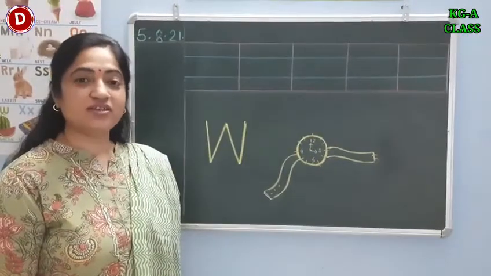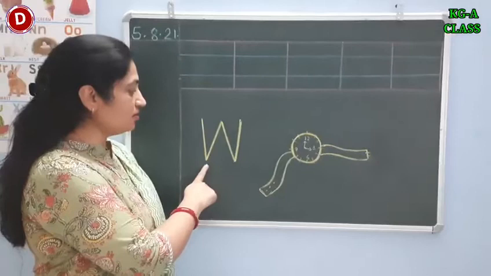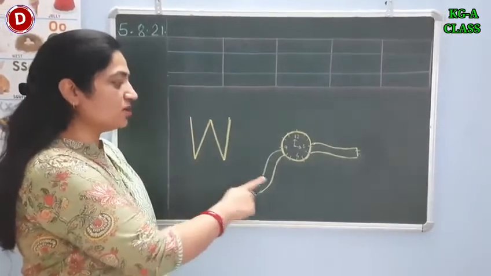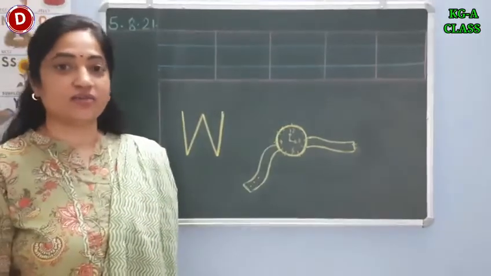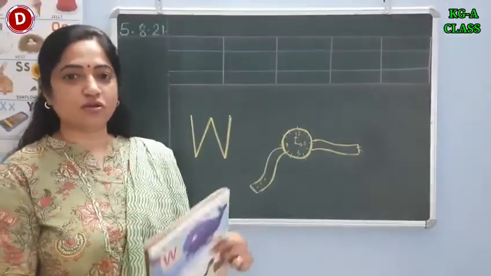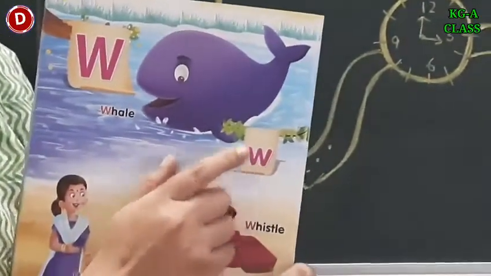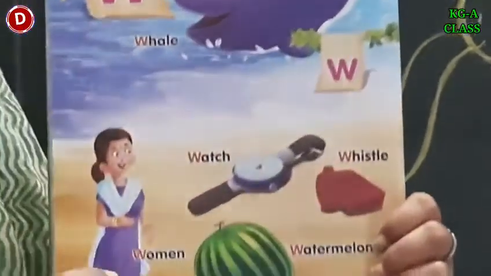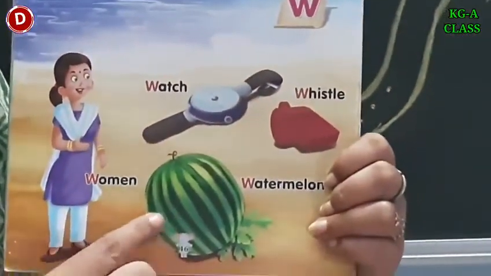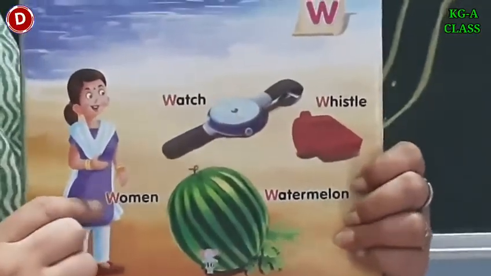Children, today I will teach you to write capital W. See, children, this is capital W, W for watch. And there are other things which start with letter W. Let's have a look. This is capital W and this is small w. W for whale. Look here, children, this is a whale. W for watermelon, W for watch, W for whistle and W for woman.